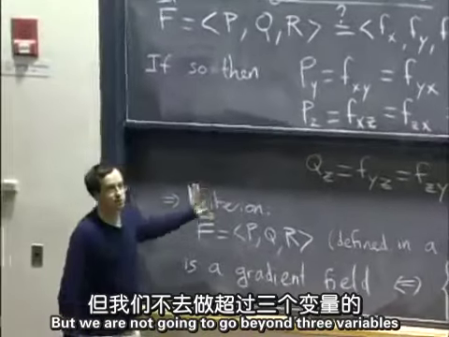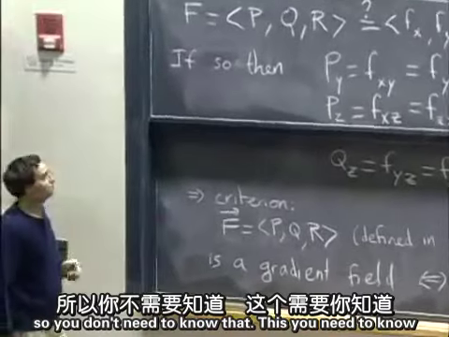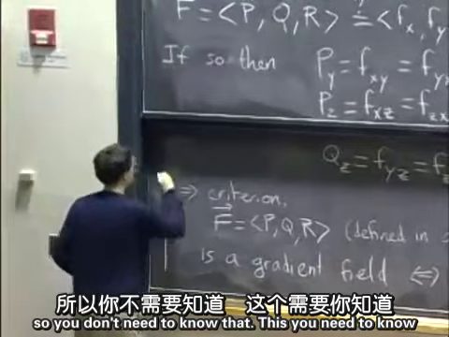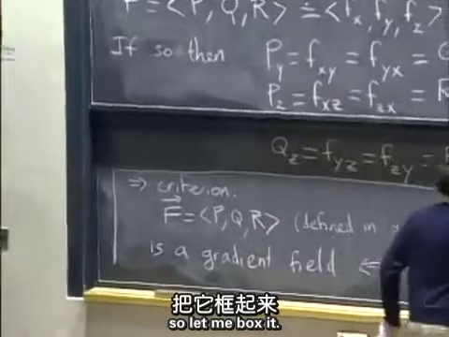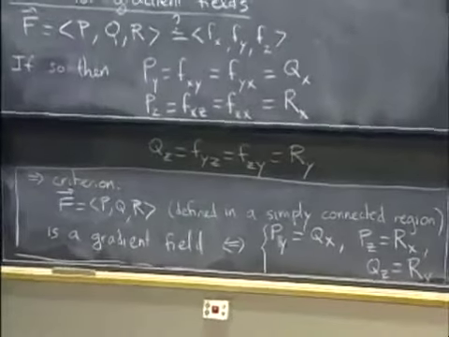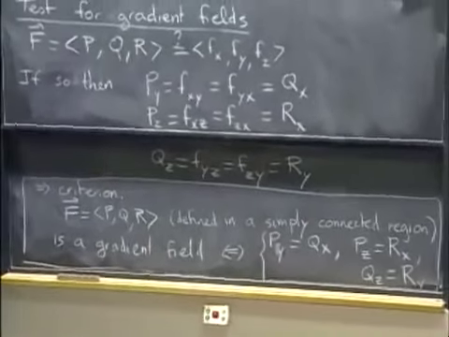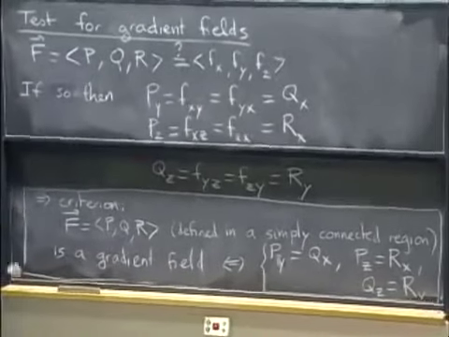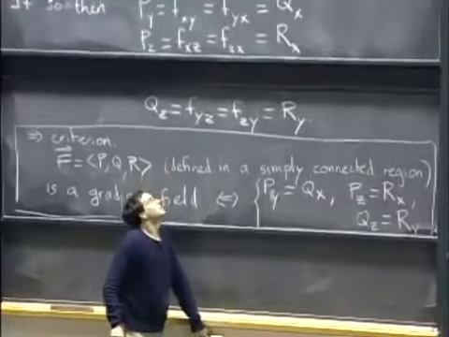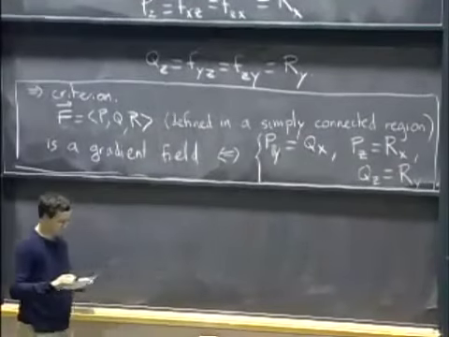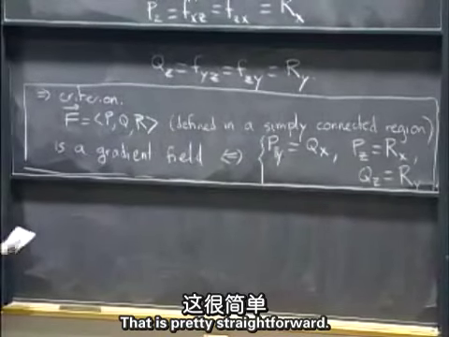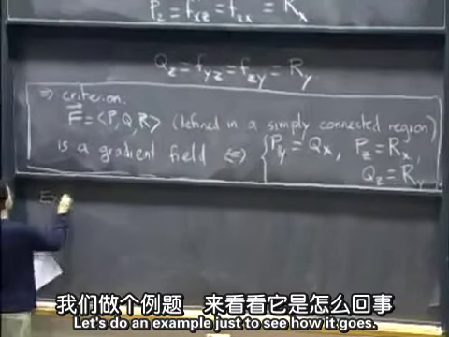But we're not going to go beyond 3 variables. So you don't need to know that. This you need to know. Okay? So let me box it. Well, that's pretty straightforward. Let's do an example just to see how it goes.